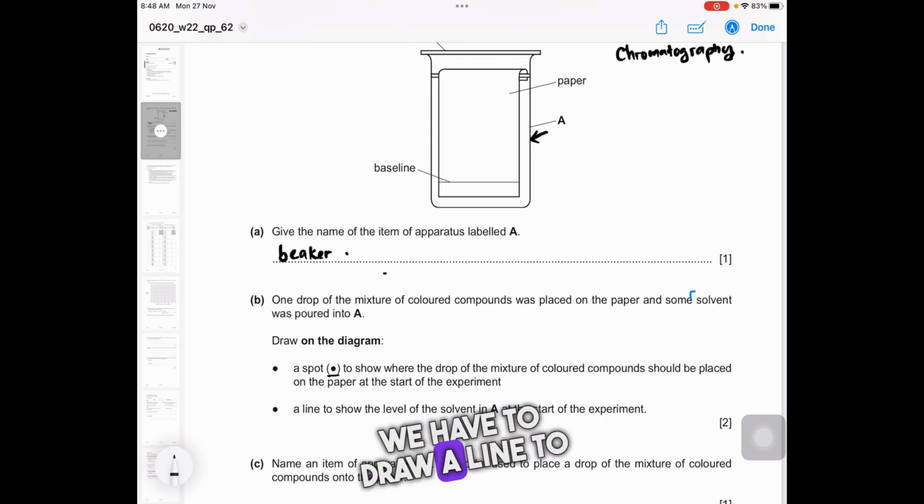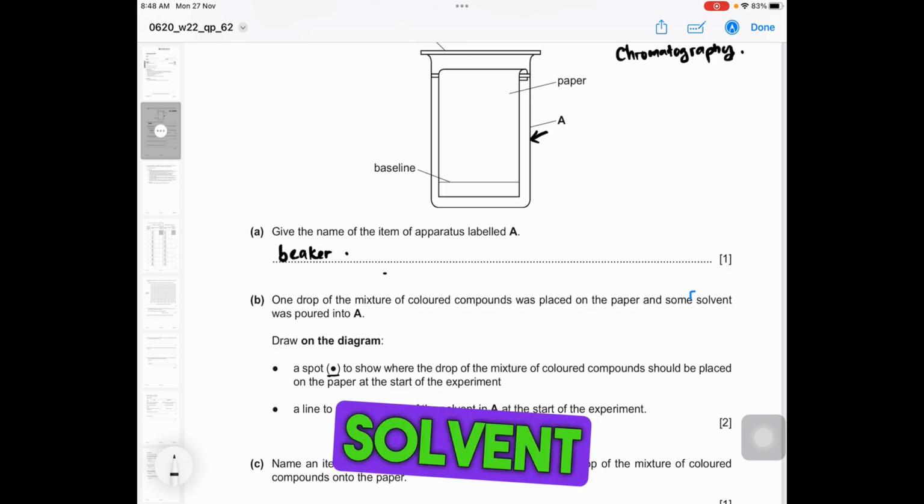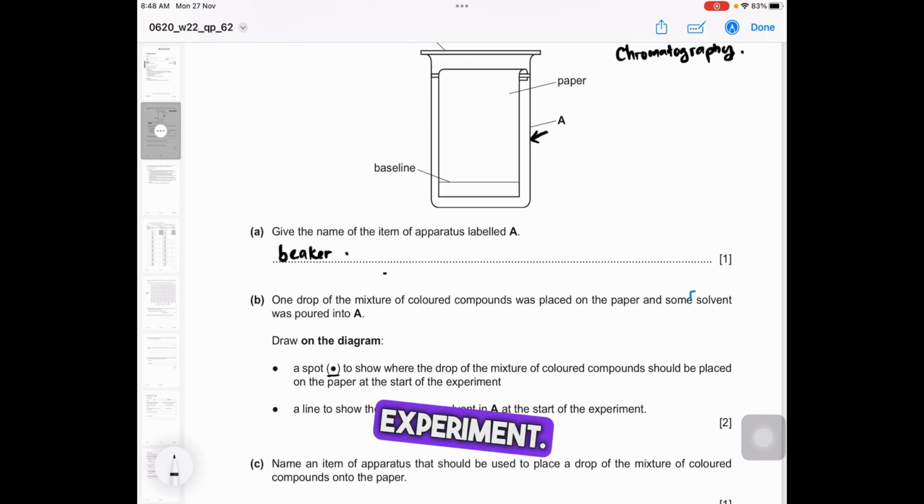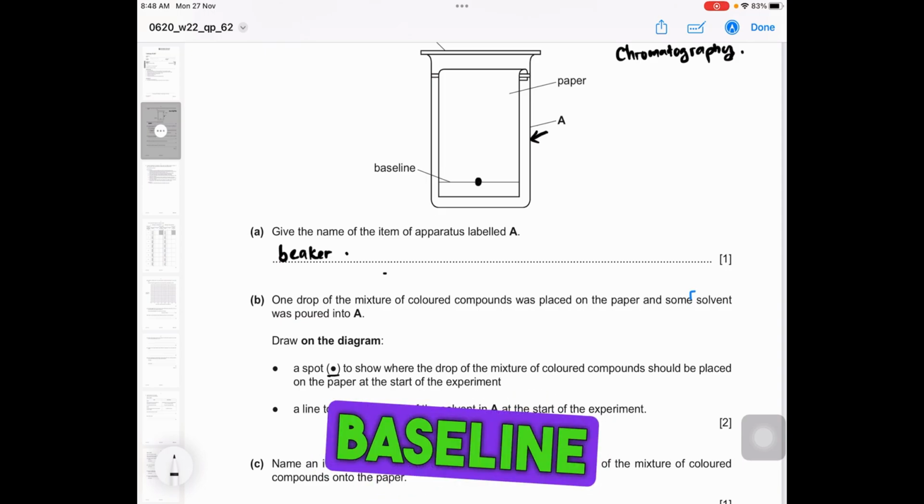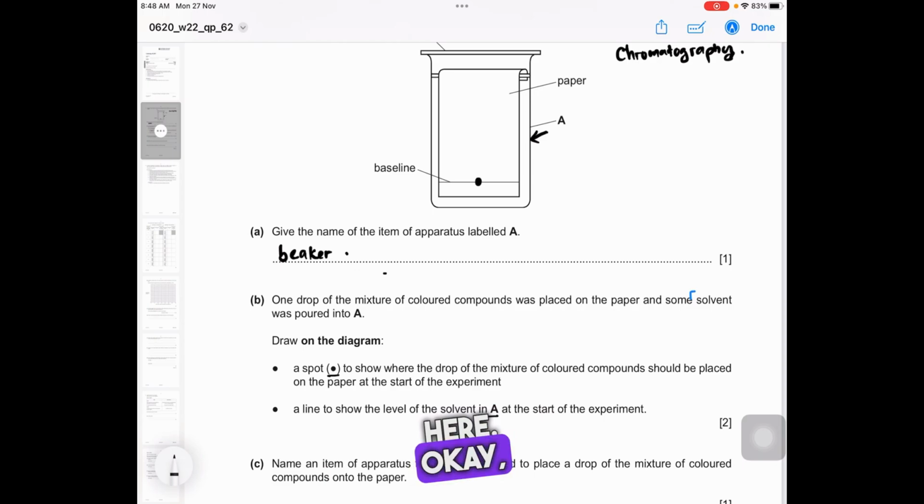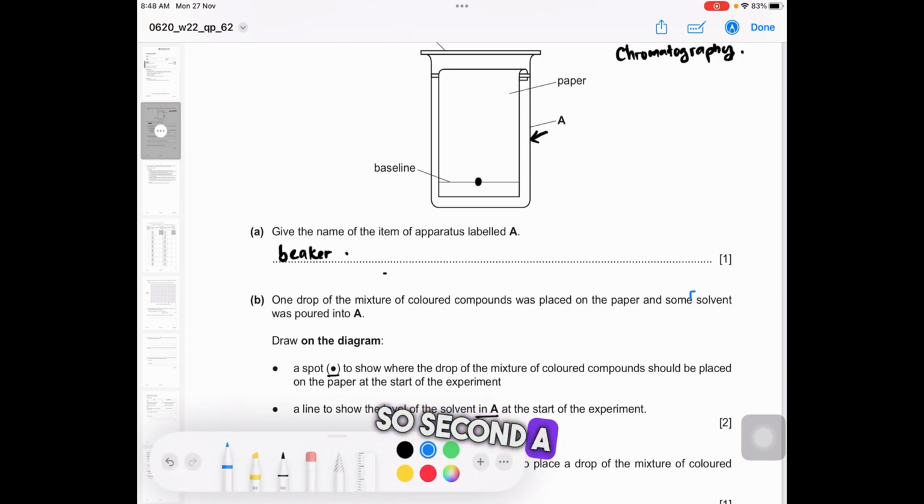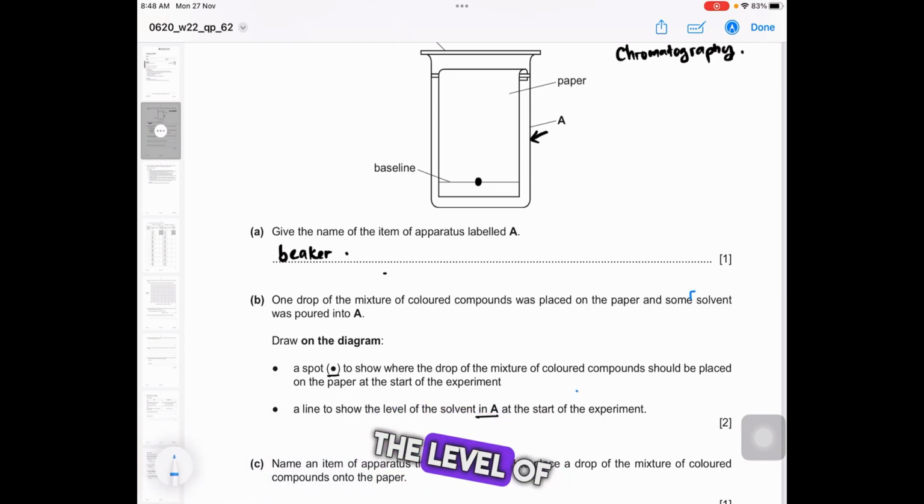Second, we have to draw a line to show the level of the solvent in A at the start of the experiment. Basically, we have to place the dot, the drop of the mixture, in the middle of the paper on the baseline here. Second, a line to show the level of the solvent.